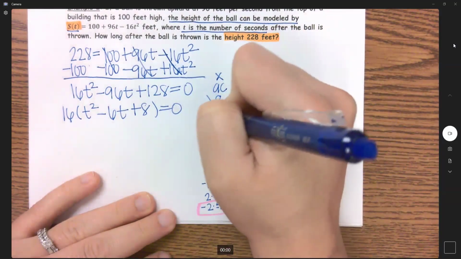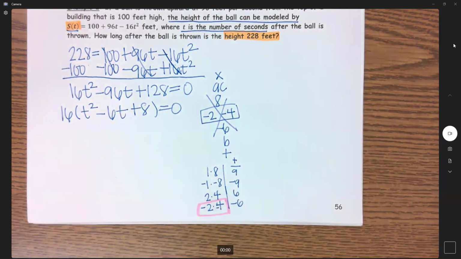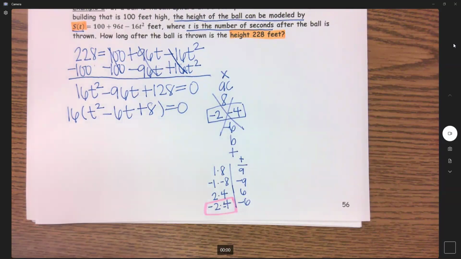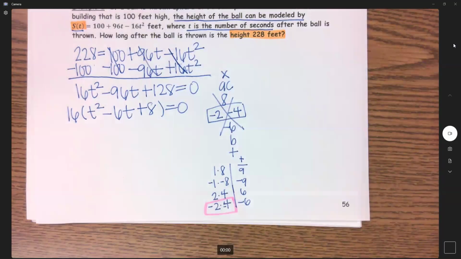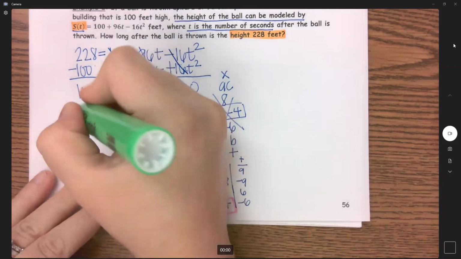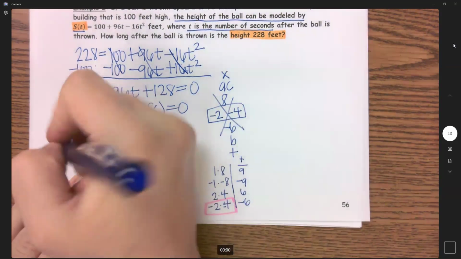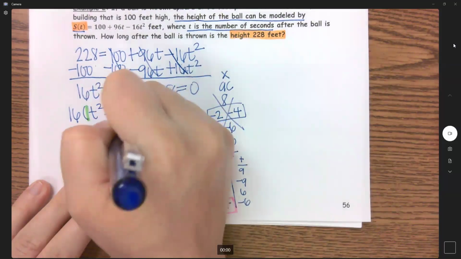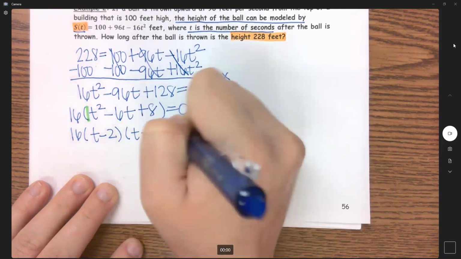We got -2 and -4. And because this is an easy trinomial, easy meaning that A is 1, because this is a 1t squared, this is what it factors to be. So we're going to get 16 times t minus 2 and t minus 4.